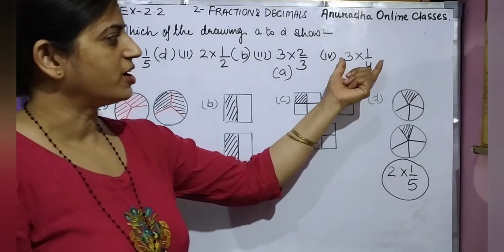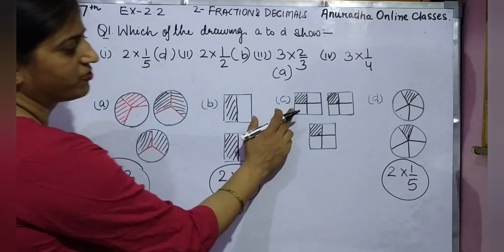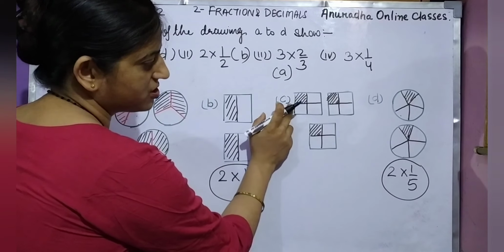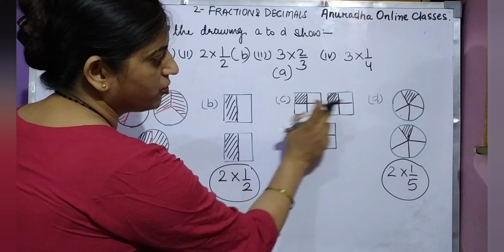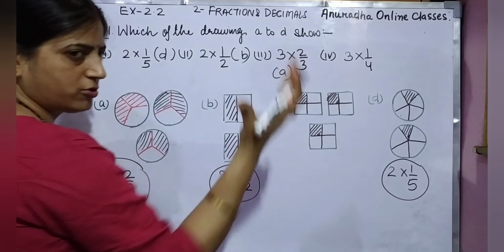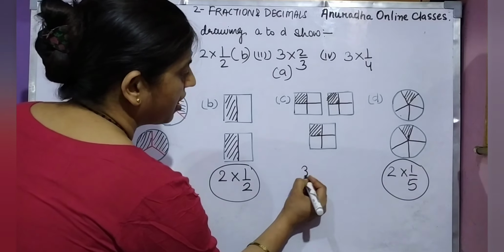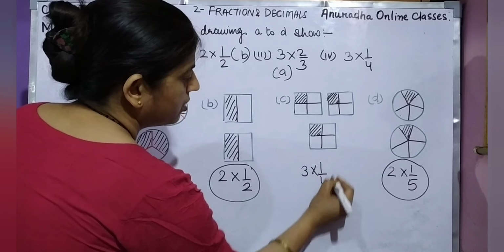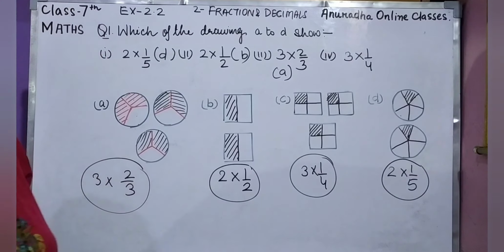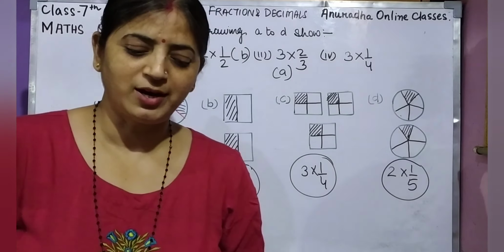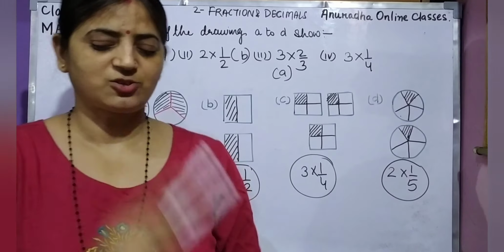Let us see. 3 into 1 by 4. 1 by 4 जो है 3 times है. 1 is left, that is 1 upon 4. This is 1 upon 4, 1 upon 4, 1 upon 4. So 3 times 1 upon 4. So children, I think ये आपको सबको समझ में आ गया होगा. Let us come to the next question.